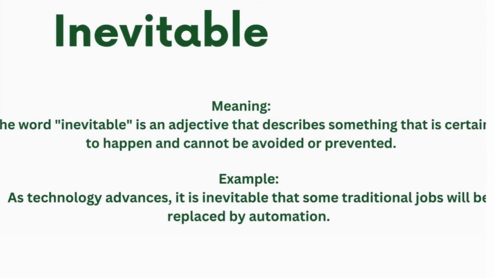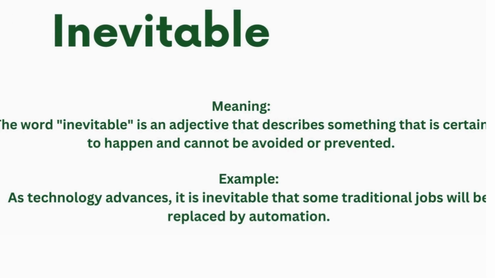Inevitable. Meaning: the word inevitable is an adjective that describes something that is certain to happen and cannot be avoided or prevented. Example: as technology advances, it is inevitable that some traditional jobs will be replaced by automation.